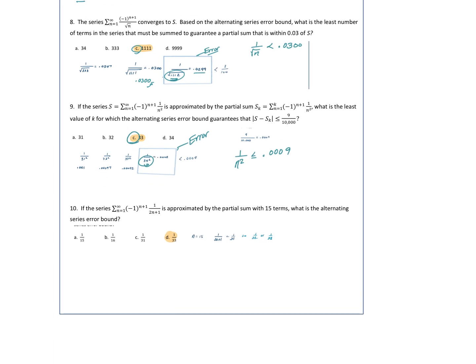And then the last one, number 10. What is the alternating series error bound? So they're just asking us what is the error. So it's the first neglected term. If we're adding up 15 terms, it's the 16th term. So I need a sub 16. So a sub 16 would be 1 over 2 times 16 plus 1. So 1 over 33.